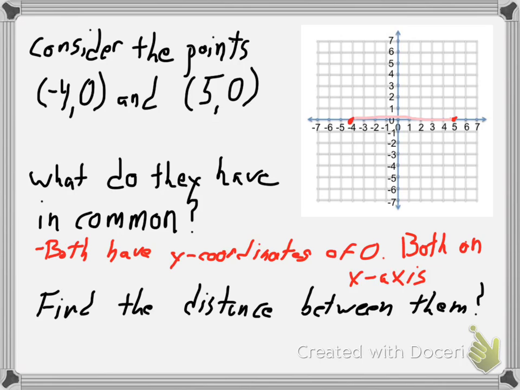And let's think, if I'm finding how far away something is from 0, what am I finding? The absolute value. So I'm going to find the absolute value of both of those x values, negative 4 and 5. The absolute value of negative 4 is 4. The absolute value of 5 is 5. And now I know because they're a straight line on the x-axis, and one is 4 and one is 5 away from 0, I can just add those up. 4 plus 5, and I get the distance between them is 9 units.